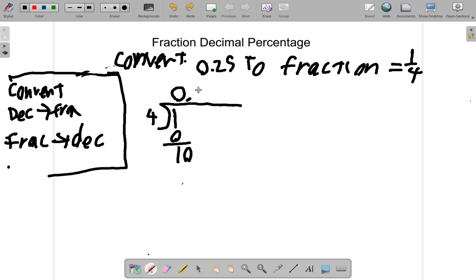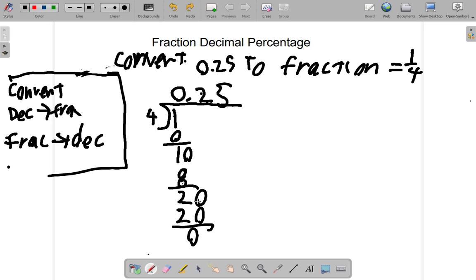How many 4s are there in 10? There are 2. 2 by 4 is 8. 10 minus 8 is 2. Add a 0 to the 2. 4 into 20 goes 5 times. 5 4s are 20. 20 minus 20 is 0.